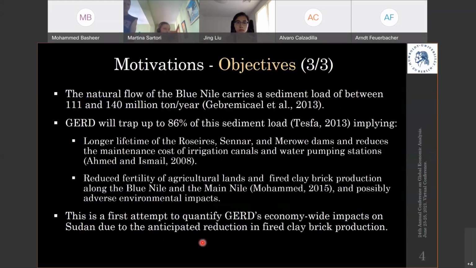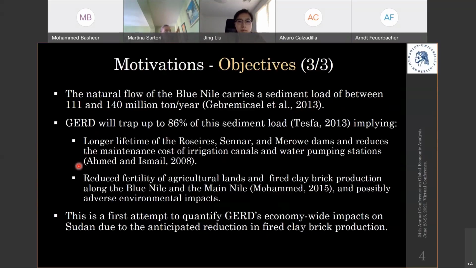Now, also the Blue Nile, on which this dam is being constructed, is known to carry very large loads of sediment. On average, it's estimated that it carries between 111 and 140 million tons of sediment per year. But once this dam, the GERD, is built next to the Ethiopian-Sudanese border, it's estimated that around 86% of this sediment is going to be trapped in the reservoir of the dam.